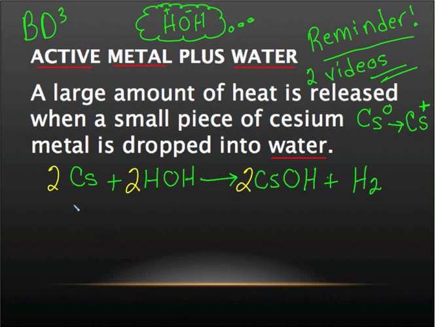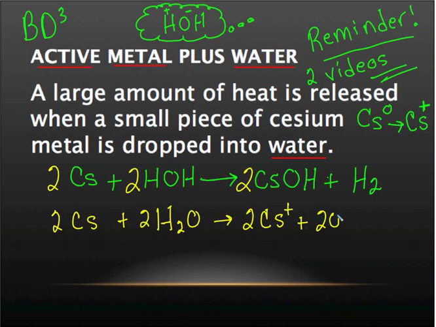Now we have to dissociate. This is a pure metal. We're certainly not going to dissociate this. Remember, we do not dissociate water. But group 1 hydroxides are all strong bases. So we are going to dissociate that. And don't forget that you not only get 2 cesiums, but you also get 2 hydroxides.